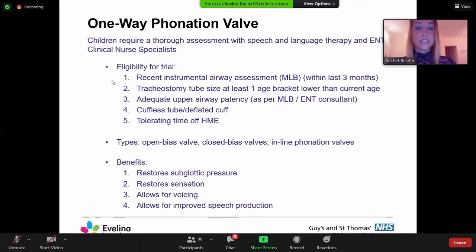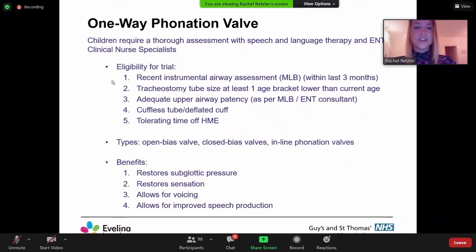And we want their tracheostomy tube to be at least 1 age bracket lower than their current age. We want to make sure they have an adequate upper airway patency as per their MLB results and their ENT consultants. And we need to ensure that they have a cuffless tube, and if it is cuffed, it is fully deflated, with a risk sign up as well if you're working with children with cuffs, to ensure anyone that's working with them knows that the cuff must be down if they're using a valve so that they can breathe. We also want to make sure that the child's tolerating time off their HME.